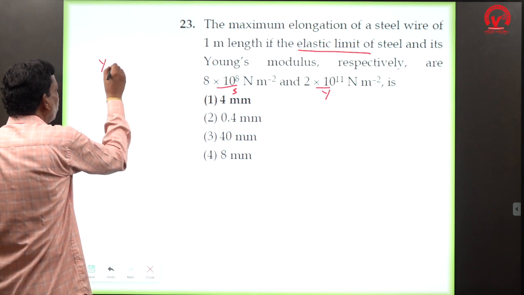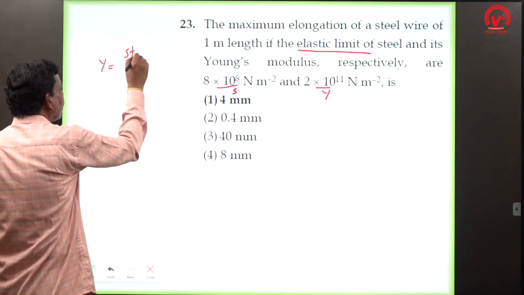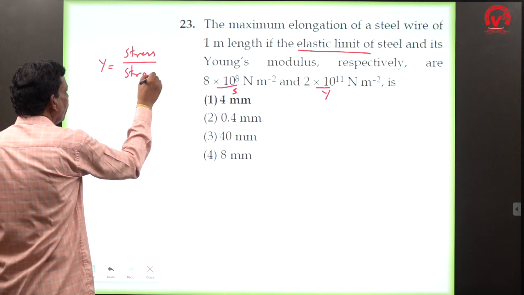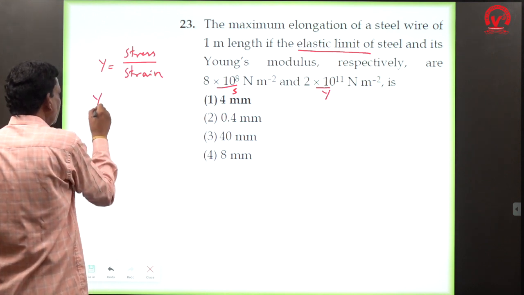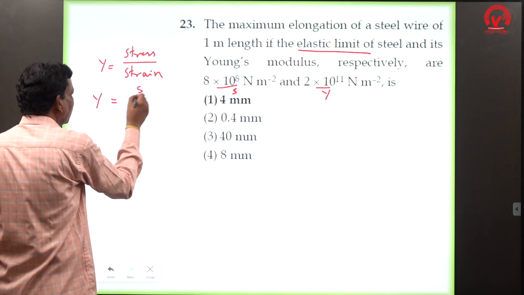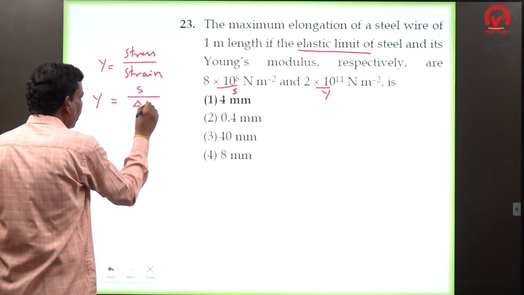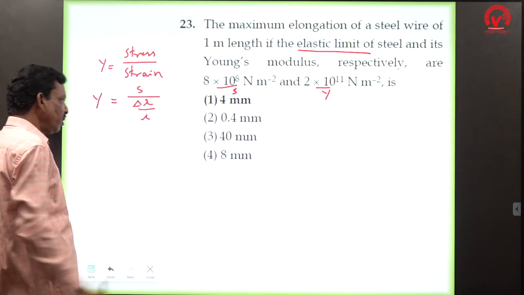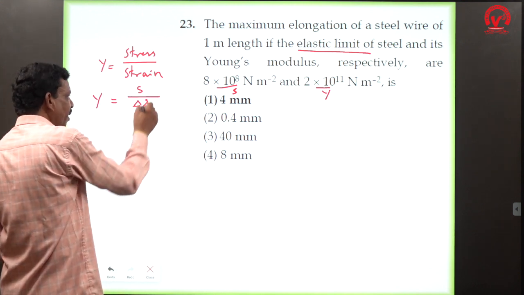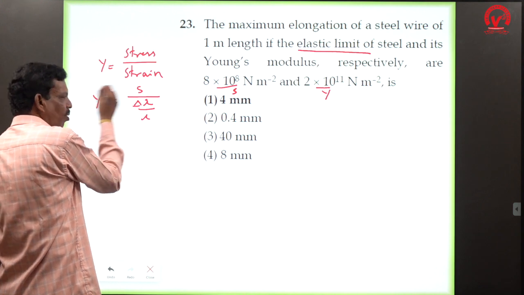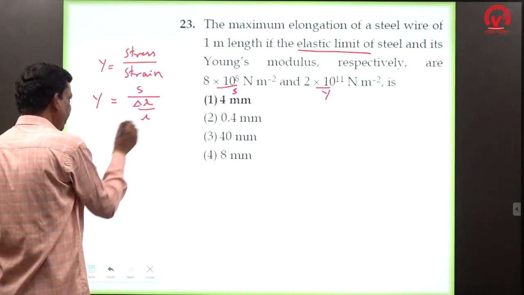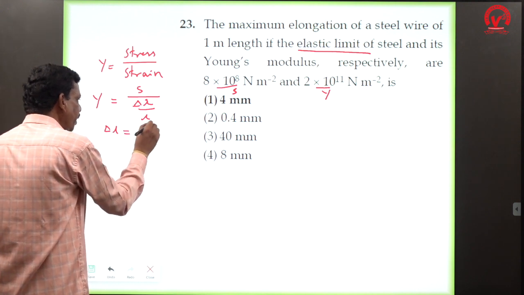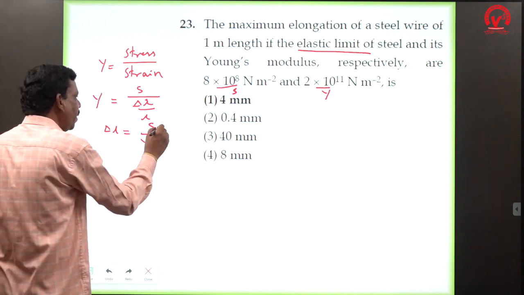So Y is equal to what? Stress by strain. I can take stress as S. Strain is delta L by L, change in length by original length. L comes to the numerator, delta L goes there, Y comes to the denominator. What we get? Delta L is equal to S by YL.